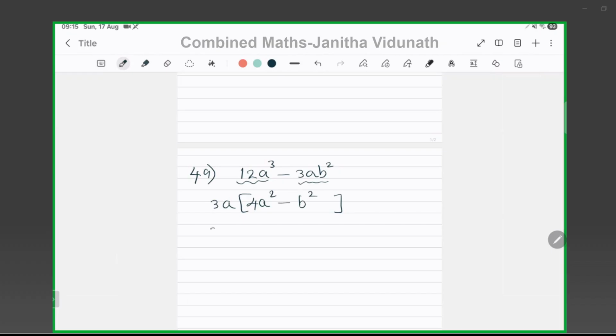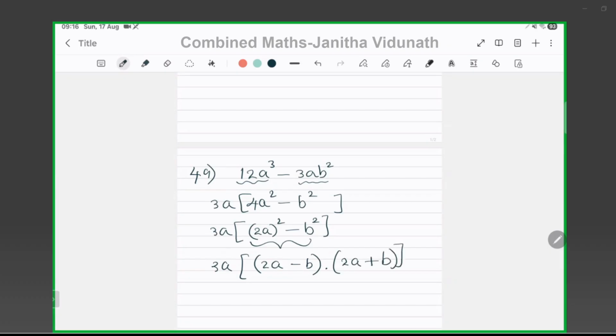Now we can rewrite 4 times a square as 2a whole square minus b square. Here we can see this is the difference of two squares. Then we can factorize this as first term minus second term times first term plus second term. This is the final answer.